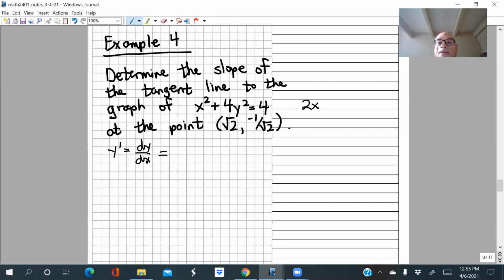Now, what about the 4y squared? You bring the 2 down times the 4, so you would get 8, and then y to the first power, right, Luis? But here's the tricky part: what else do you have to add to this term? The derivative of y, that's right, y prime. That is the chain rule. The chain rule comes into play in this term because it involves y. So you get 8 times y times y prime.